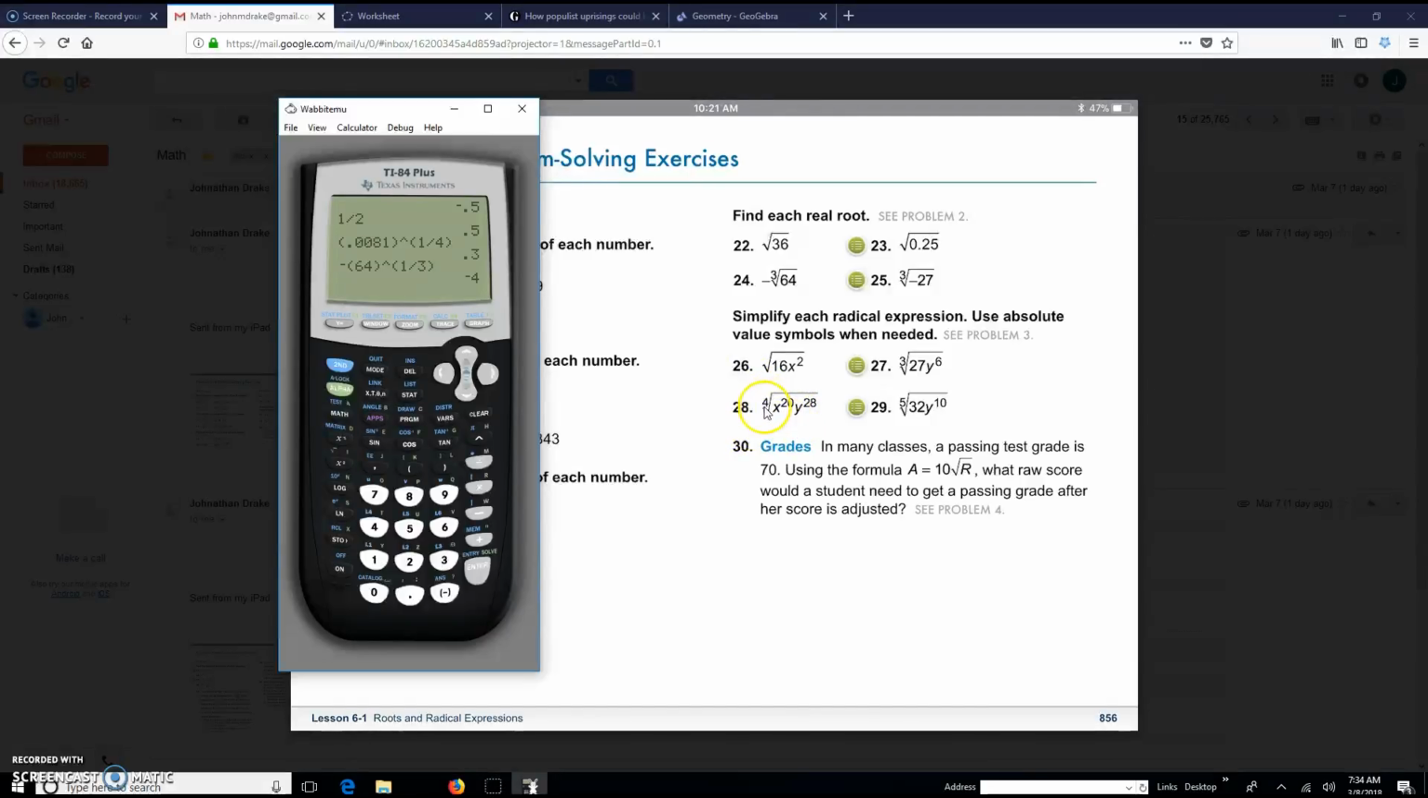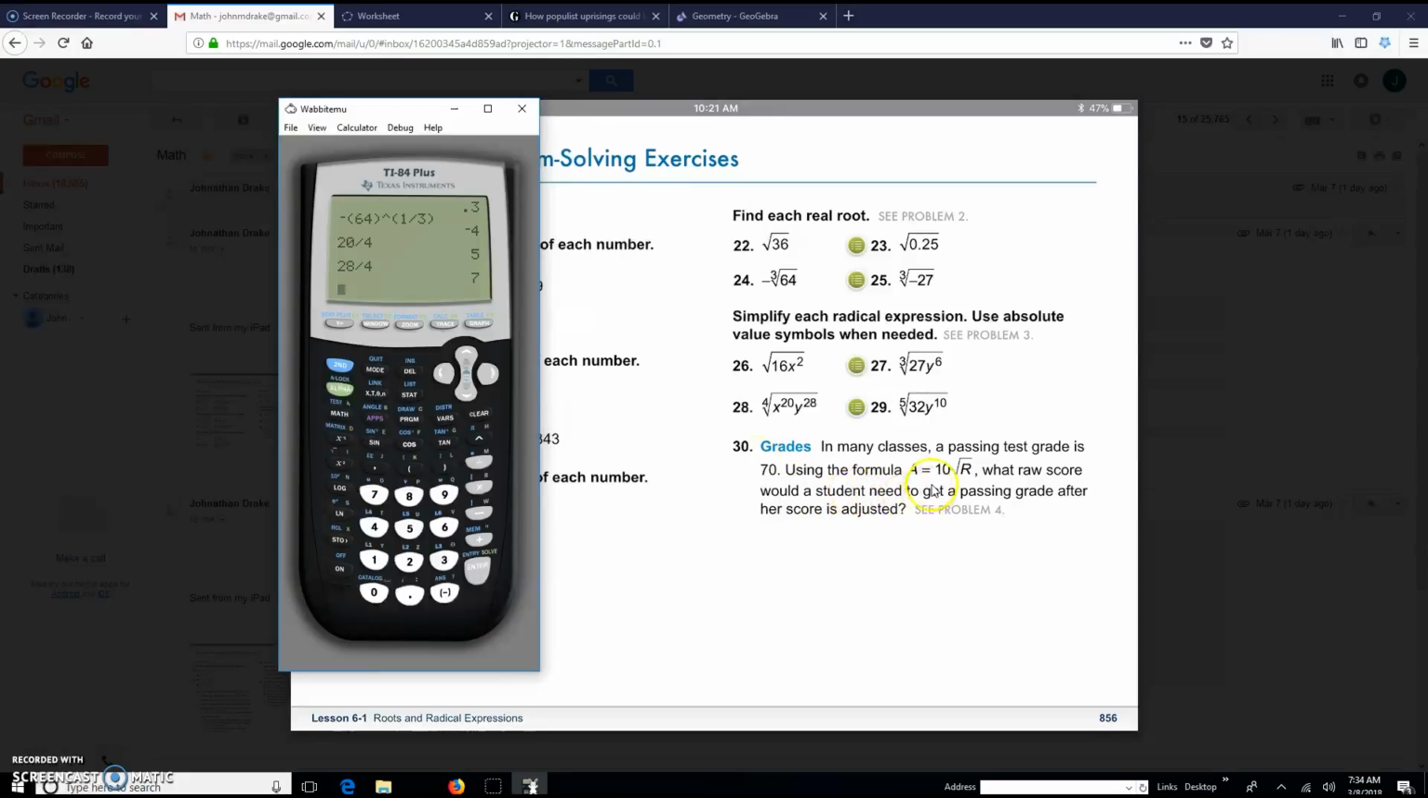Okay, let's look at problem number 28. We have the 4th root of x to the 20th times y to the 28th. When you are taking the root of an exponent, you just divide each exponent by the root. So you divide 20 by 4 and 28 by 4. So 20 divided by 4 equals 5, so that'll be x to the 5th. 28 divided by 4 equals 7. So it'll be x to the 5th times y to the 7th.